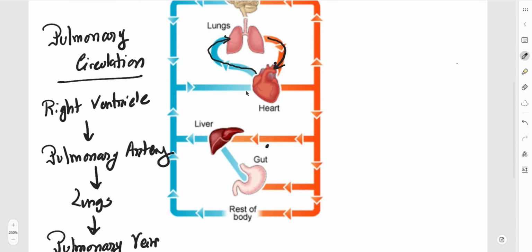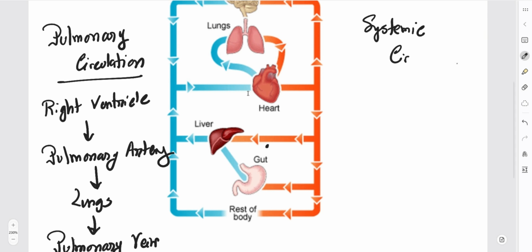In the diagram, the blue part indicates deoxygenated blood, and the red part indicates oxygenated blood. So you see the deoxygenated blood carried by the pulmonary artery is going to the lungs, and from the lungs it becomes oxygenated and comes back to the left atrium. And now from the left atrium, blood will go to the left ventricle. Okay, now let's talk about the systemic circulation.